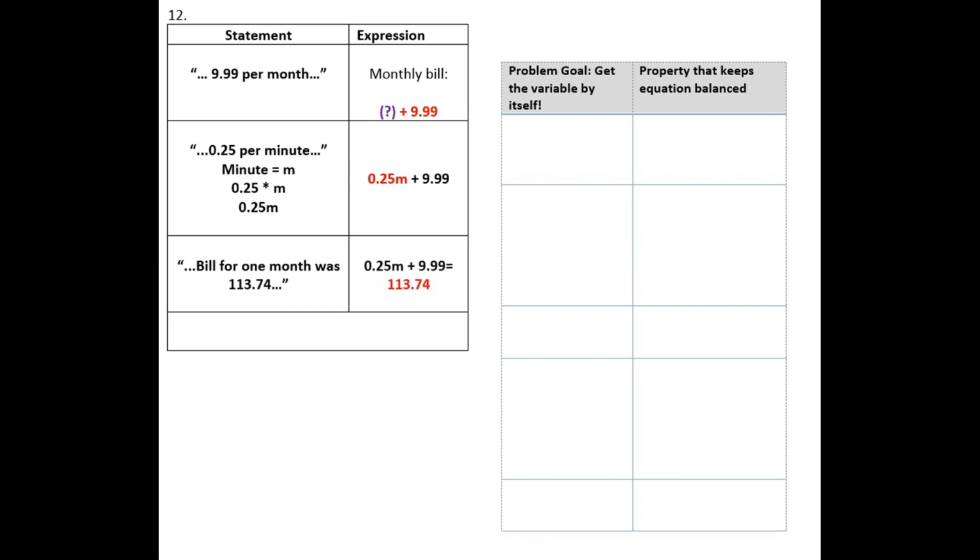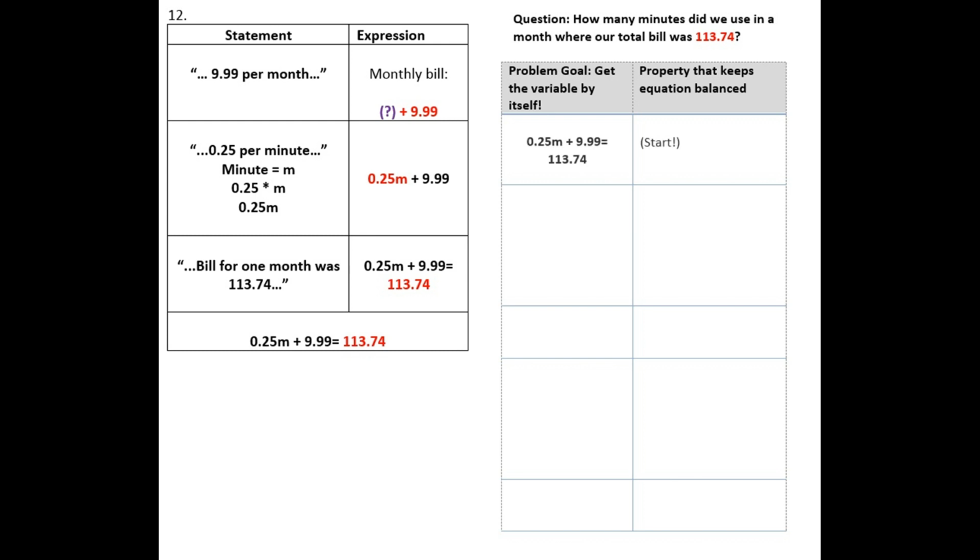Now, in this particular problem, they tell you the total amount, what everything equals to, somewhere near the bottom of the problem. So 0.25M, 0.25 times our minutes plus $9.99 equals $113.74. So the question is, how many minutes did we use where our total bill was $113.74? So here we go. 0.25M plus $9.99 equals $113.74.